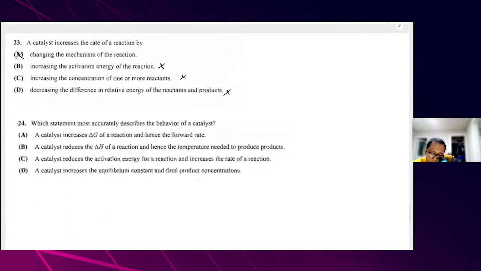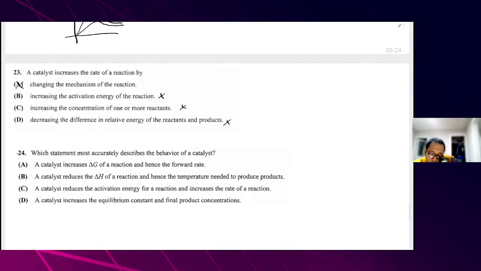And then number 24: which statement most accurately describes the behavior of a catalyst? Catalyst increases delta G? Nope. Catalyst reduces delta H of the reaction, hence the temperature needed to produce product? There is no relation with temperature over here. The catalyst reduces the activation energy. Yes, that's true. Number 24 is C. The catalyst increases the equilibrium constant and final product concentration? Nope. So only this one, activation energy.